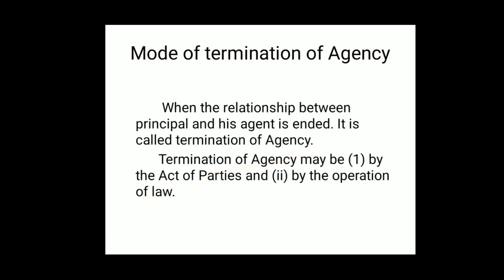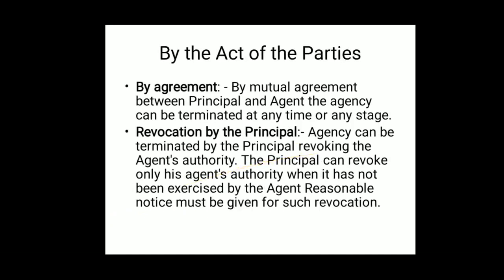Next we have mode of termination. How can we terminate the contract of agency? We have two main headings: by the act of parties and by the operation of law. By the act of parties, the very first is very simple: by agreement. If both the principal and agent agree in a mutual agreement that we want to terminate this contract of agency, then definitely the contract will get terminated.